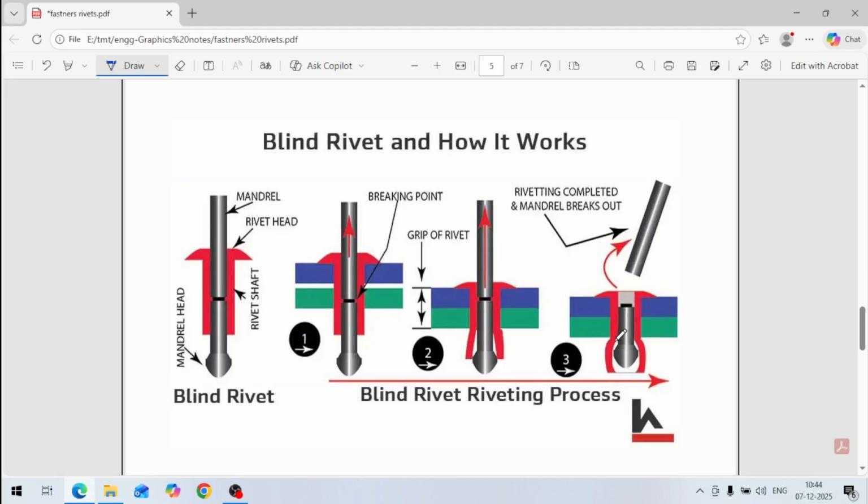And in the final stage, if you pull upward like this, this becomes the riveting shape on the bottom side, and the mandrel is broken at the weak section. So this is the process of blind riveting.